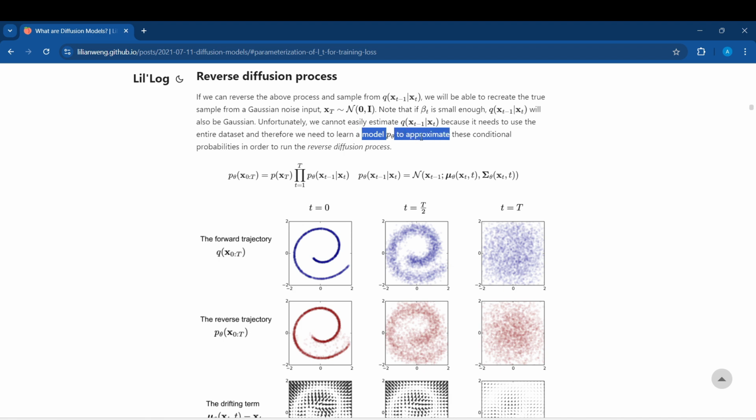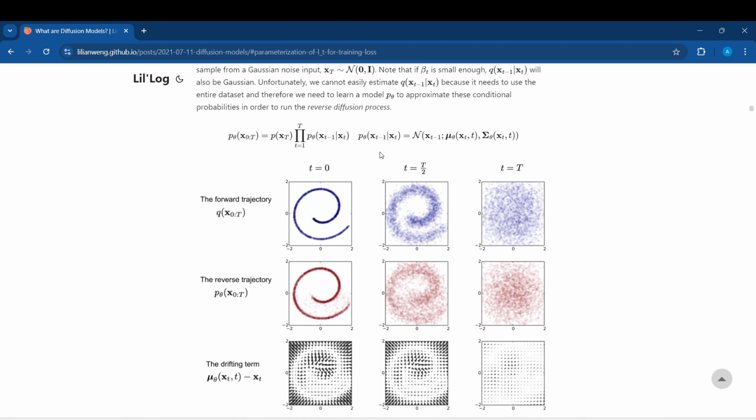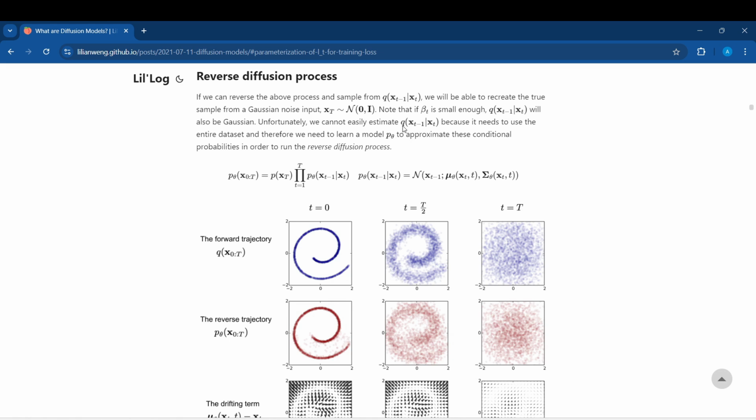We need to learn a model p theta to approximate this conditional probability in order to run this reverse diffusion process. We can't compute this; it is intractable. So we are going to create our own distribution, which will try to mimic this distribution. This is the forward reverse diffusion joint probability, a joint probability of the reverse distribution.